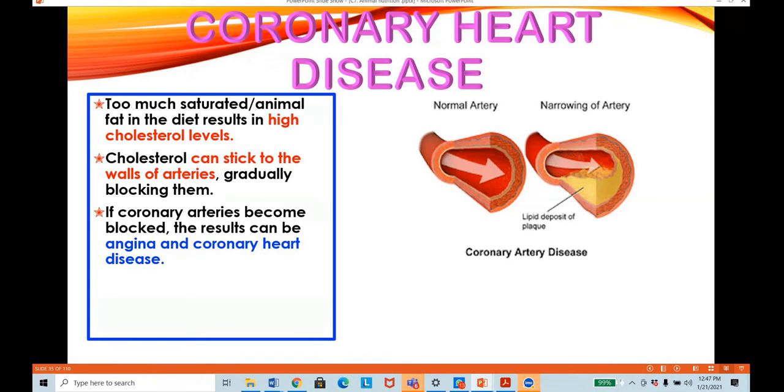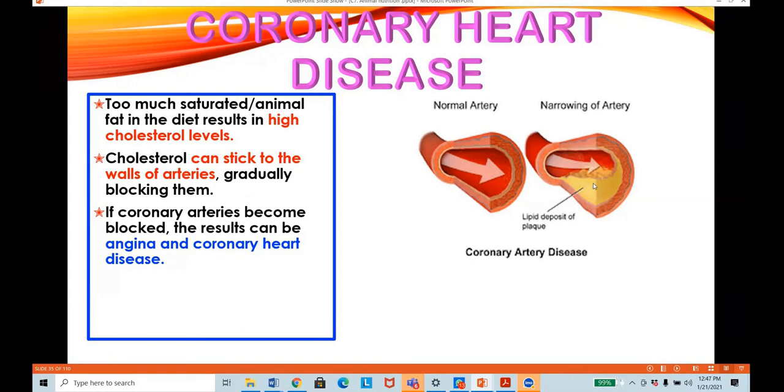So now let's discuss coronary heart disease. This is how your artery looks when it is blocked, when the cholesterol gets deposited in your arteries. They narrow and the circulation of the blood will not take place as it normally does. So this is how your normal artery looks, and this is how your blocked artery looks. Okay, so this is due to the cholesterol deposit in your arteries.